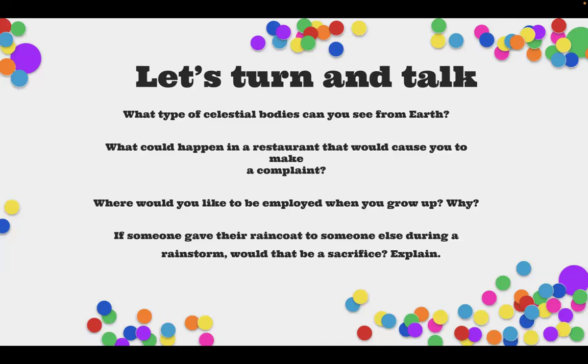And lastly, if somebody gave their raincoat to someone else during a rainstorm, would that be a sacrifice? Explain. Yes, it would be a sacrifice because you're giving up your protection from the rain for somebody else to not be getting wet. You are sacrificing your own comfort for somebody else's.